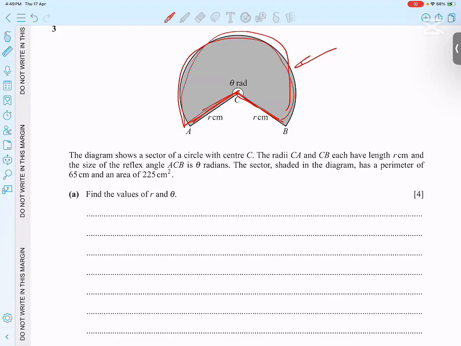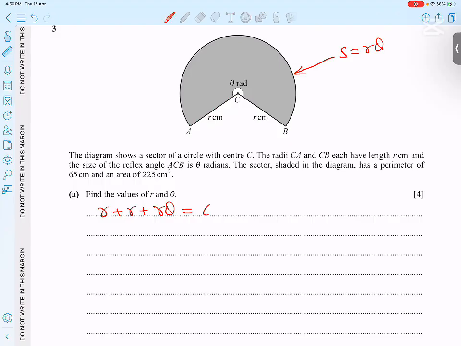And the arc length, all of you know, the arc length formula is nothing hard. You know it very well. S is equal to R theta. So I have R plus R plus R theta. So 3 things we have. I'm writing here R plus R plus R theta is equal to 65.